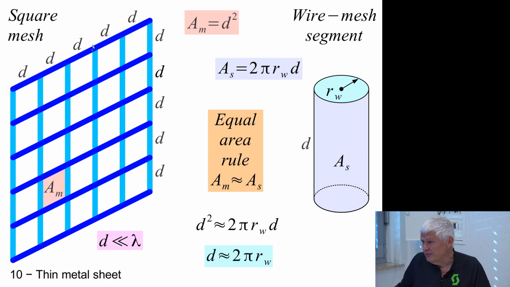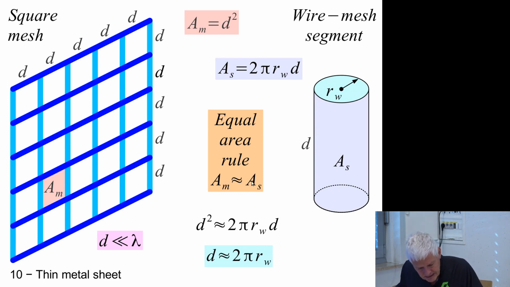Now the issue is if we replace a real thin metal sheet with a wire mesh. What size of wire, what radius of wire do we have to use? And that is where the equal area rule applies. If we know the area of the opening inside the mesh, say AM, a mesh, it should be exactly the same as the area, as the surface, not the start and the end of the wire, but the outside surface of our wire, AS. So AM should be equal to AS.